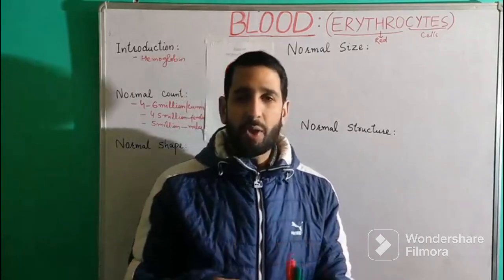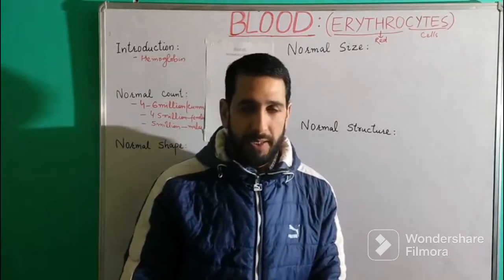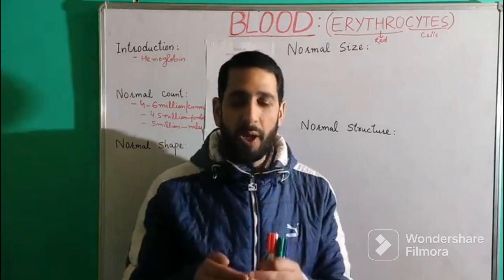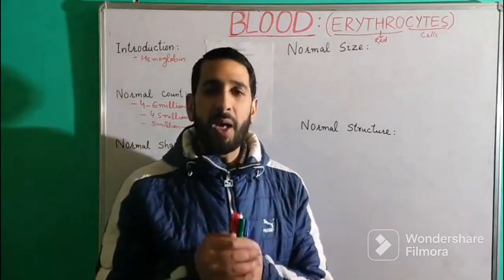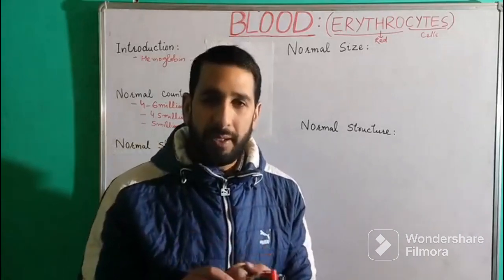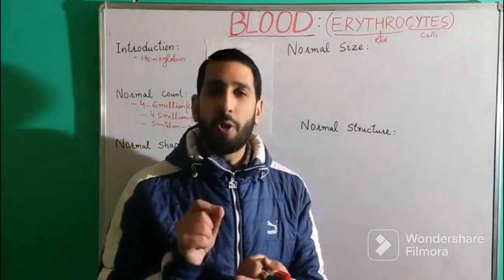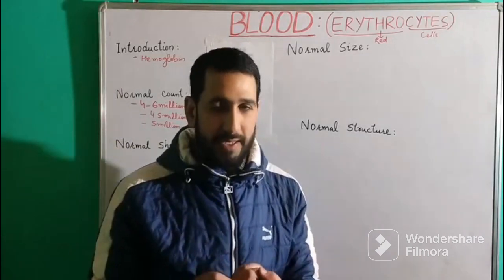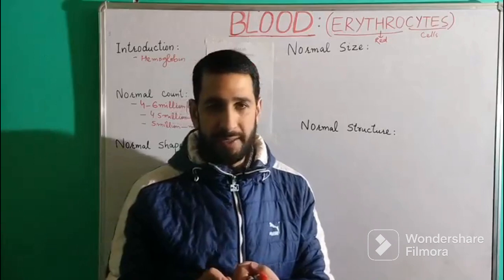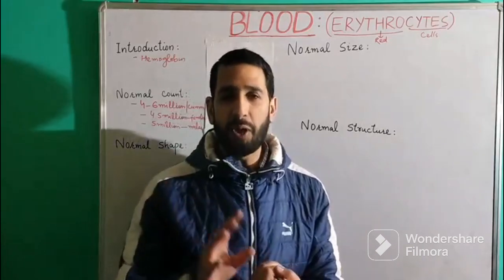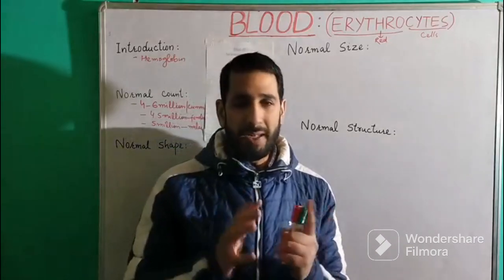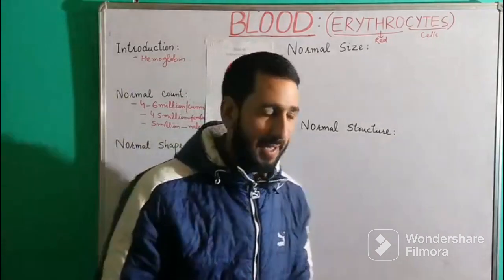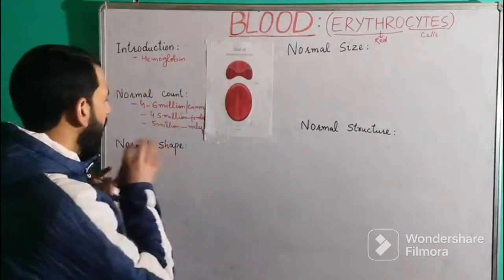Now let us talk about the morphology of red blood cells. In the morphology of red blood cells, we are going to talk about the normal shape of RBCs, the normal size of RBCs, and the normal structure of RBCs. That is what we are going to talk about in the morphology of red blood cells. So let us talk about the normal shape first.